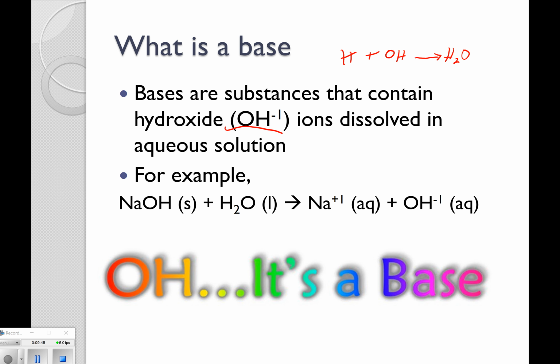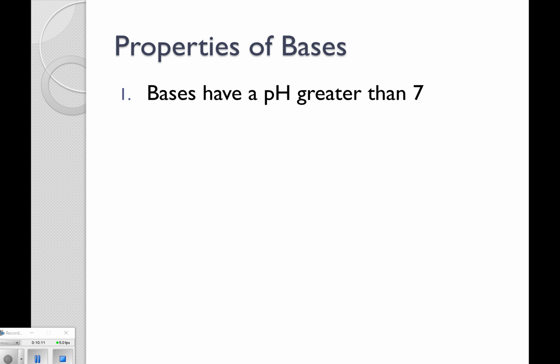For example, NaOH, sodium hydroxide. We have a hydroxide ion. This is on table E. It's a polyatomic ion. If we add that into water, what we see is that this completely dissociates and we end up with sodium ions and hydroxide ions. And that's our indicator that we have a base, or an Arrhenius base.